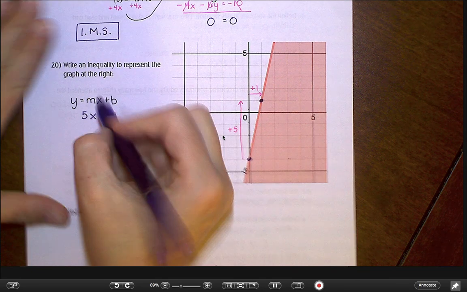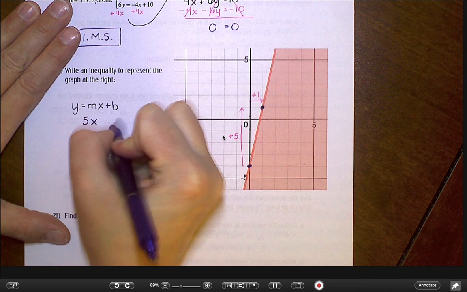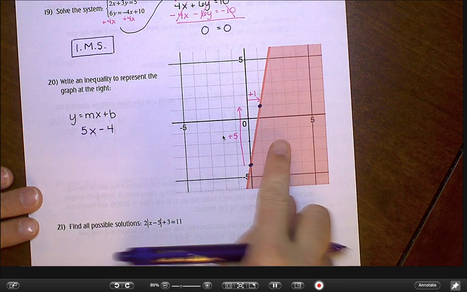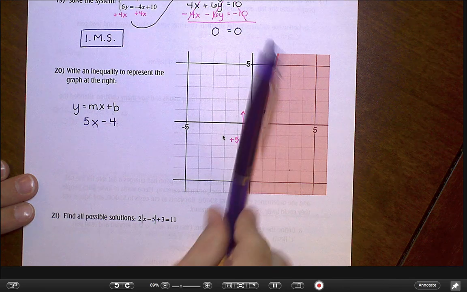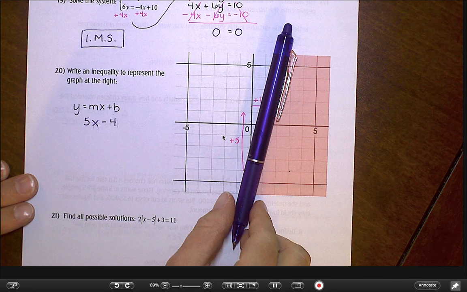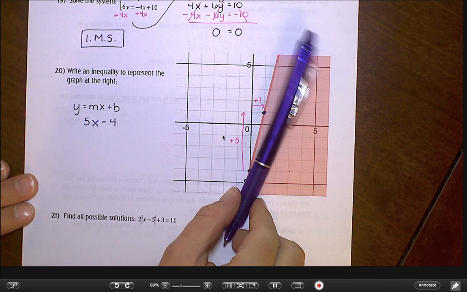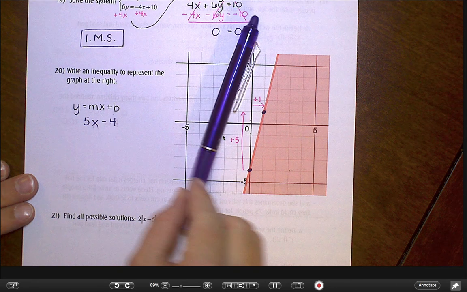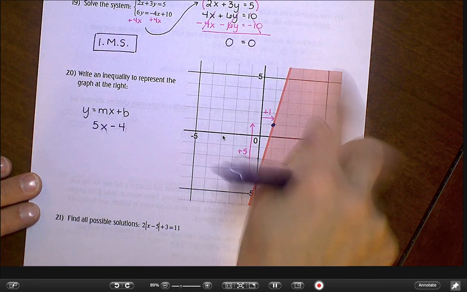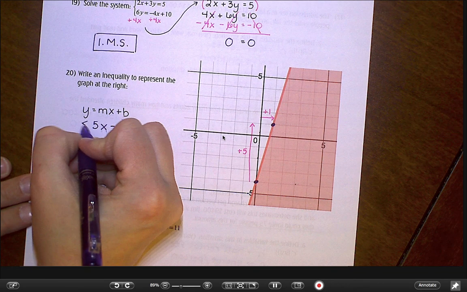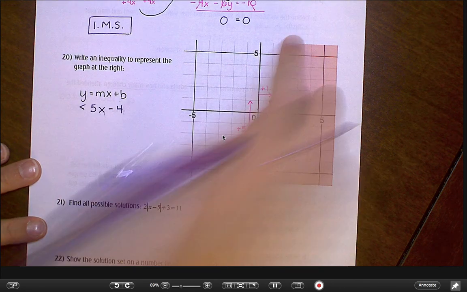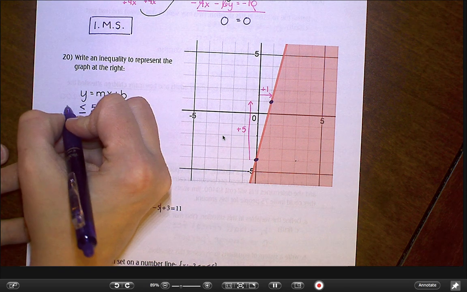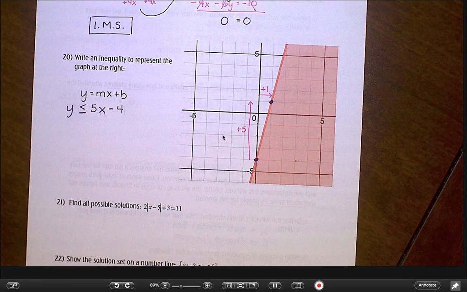I always space those weird when I write them. Okay, 5x minus 4. It is shaded underneath the line, and I know that's sometimes hard to see when the line is steeper like that, but if you picture the line kind of collapsing down on itself, this down here would be like the bottom half of the line. This is the direction that it would fall in. And so because it's shaded down here, I'm going to go with a less than. And then because this is a solid line rather than a dotted line, I do also need an equal bar underneath that less than. So that's going to be my final answer. y is less than or equal to 5x minus 4.